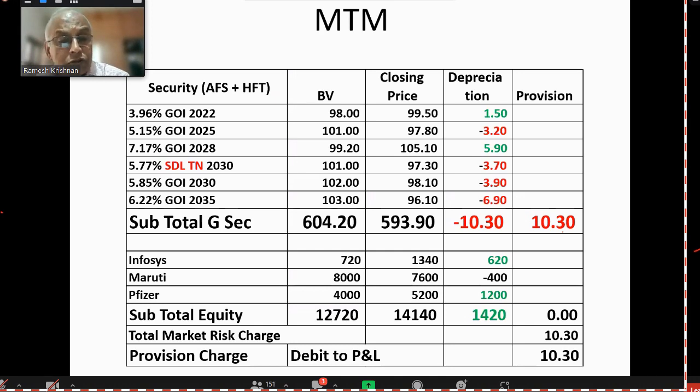Now, total market risk charge, therefore, for your bank, as per these closing prices, is 10 crore 30 lakhs. So you debit to P&L and credit provision account 10 crore 30 lakhs. This is the concept of marking to market. Marking to market is done by the mid office and the vouching is done by the bank.